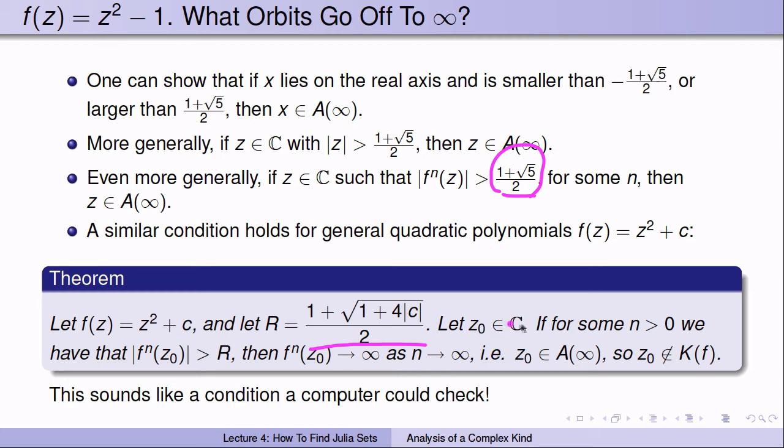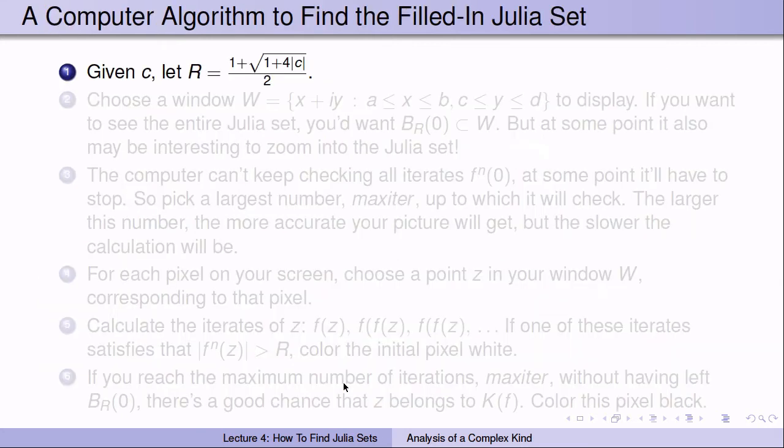Suppose that z0 is a point in C. If for some n, the nth iterate of z0 has absolute value greater than this r, then the iterates go off to infinity as n goes to infinity. In other words, z0 belongs to A of infinity and not to K of f. Well, that sounds like a condition a computer could check. And indeed it can. So here's an algorithm to find the filled-in Julia set.